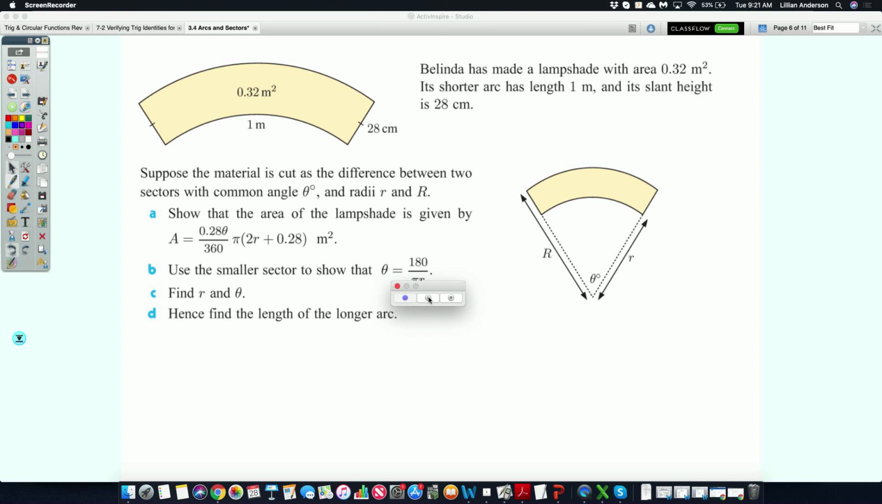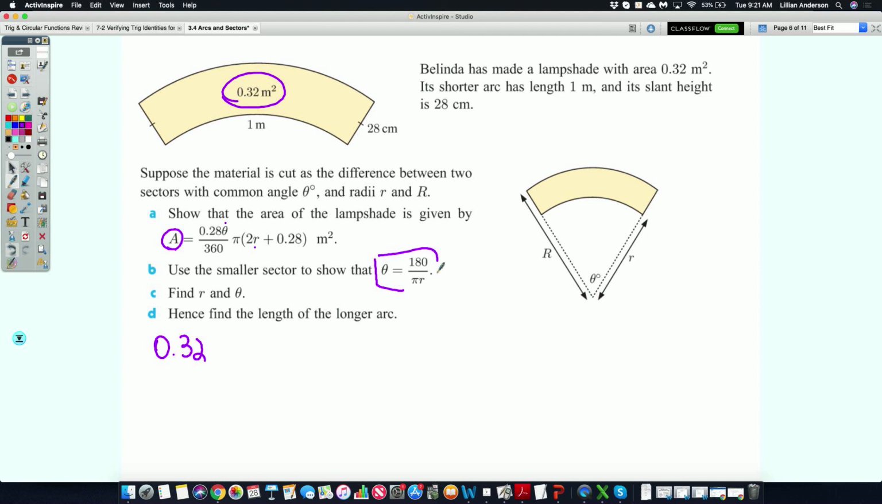You have an equation that technically has three different variables in it. You have area, you have theta, and you have r. You can't do anything when you have three different variables, but you can do something if you have two, okay? And you already know that the area of the lampshade is 0.32, so you can plug in that area, and you can also use the fact that theta is equal to this, so you can find r. So if I plug in 0.32 for A, and I plug in 180 over pi r for theta.